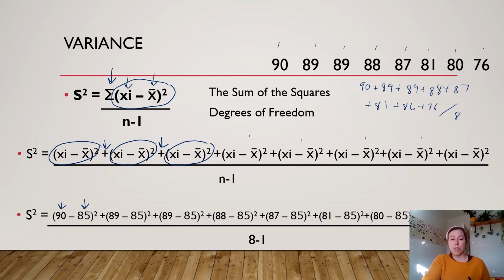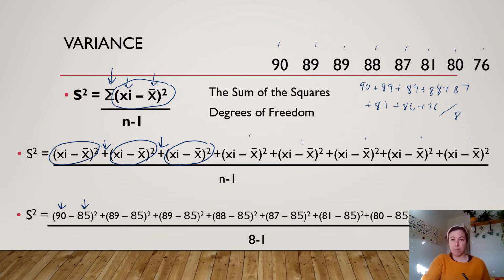So we have to do this for every single point. So 90, 89, 89, 88, 87, 81, 80, and 76, all of which I subtract the mean and then I square it. And then I add all those numbers up and then I divide by n minus 1. N being the 8 points minus 1 for degrees of freedom. That's variance in a nutshell.